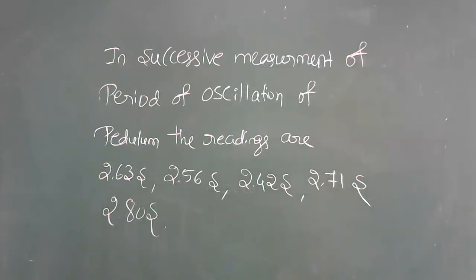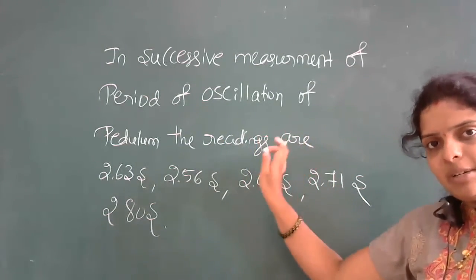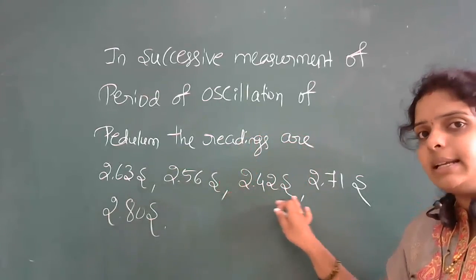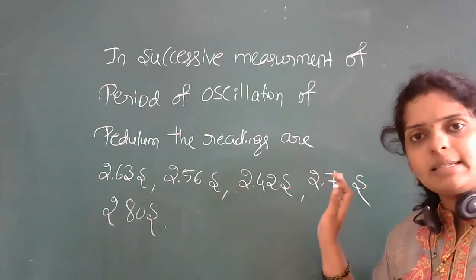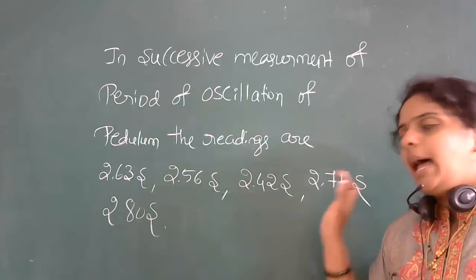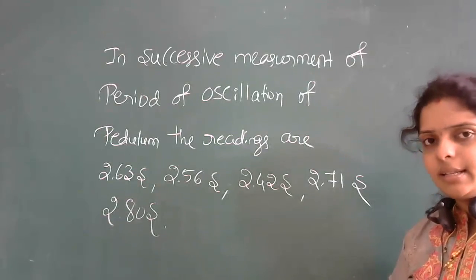So in total you have 5 numbers: 2.63, 2.56, 2.42, 2.71, 2.80. What is the sum here? You are doing one experiment called a simple pendulum, and you are getting some readings like this. What is the error of this experiment? You need to express it in terms of relative error, percentage error and absolute error. So please everyone try this.